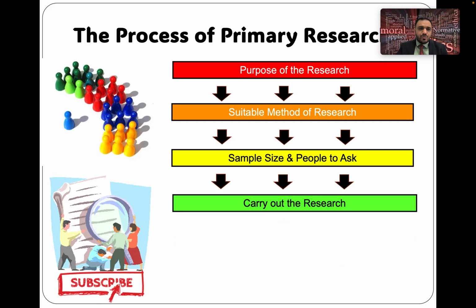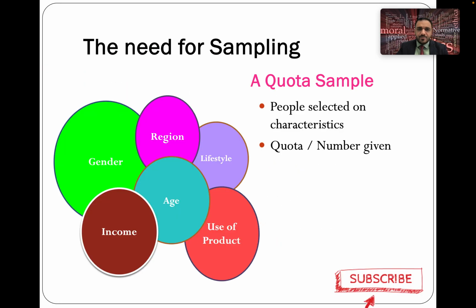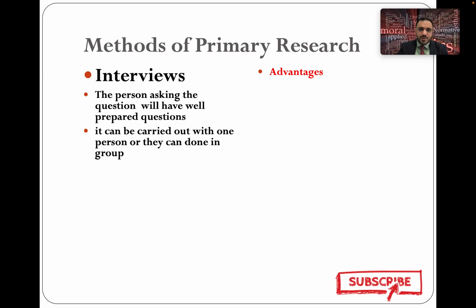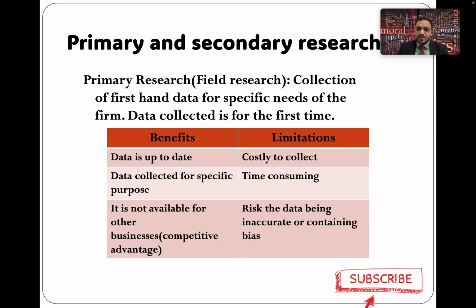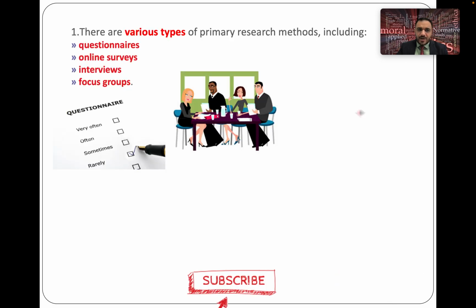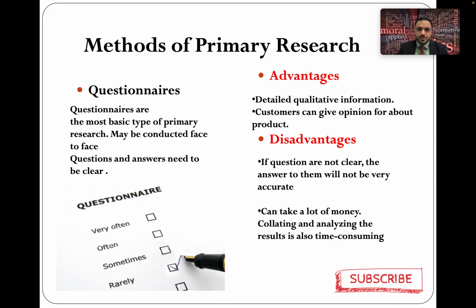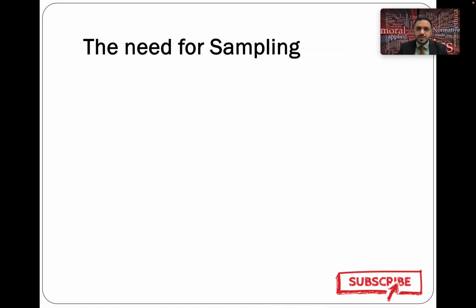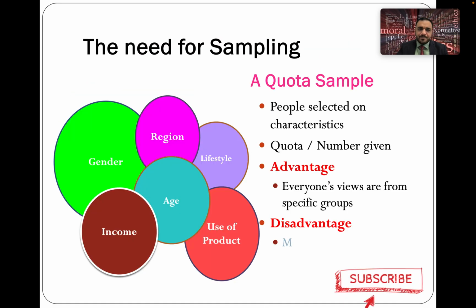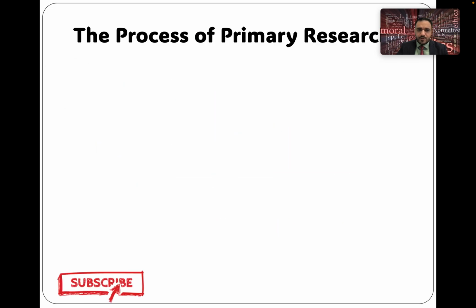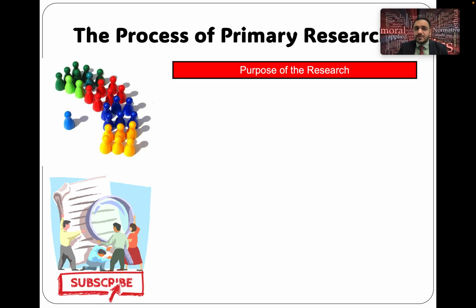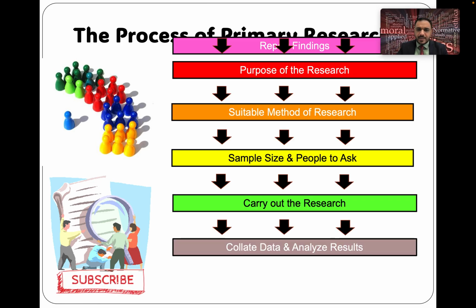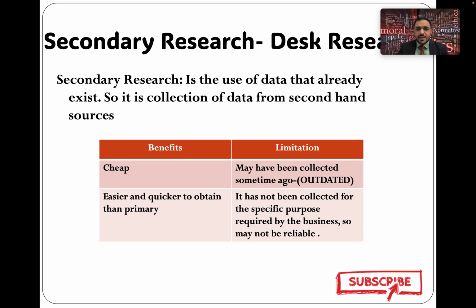So let's have a proper view of primary research one more time, of what we have covered in that, so you will have a clear understanding of it. Primary research, from here we started: their benefits and limitations. After that, their types: questionnaires, online surveys, interviews, focus groups. Then in detail, we have gone through four of these. And after that, at the end, we have seen the method of online surveys as well. And then we have the process of primary research. Clear? Now move to secondary research. Secondary research is the use of data that already exists.